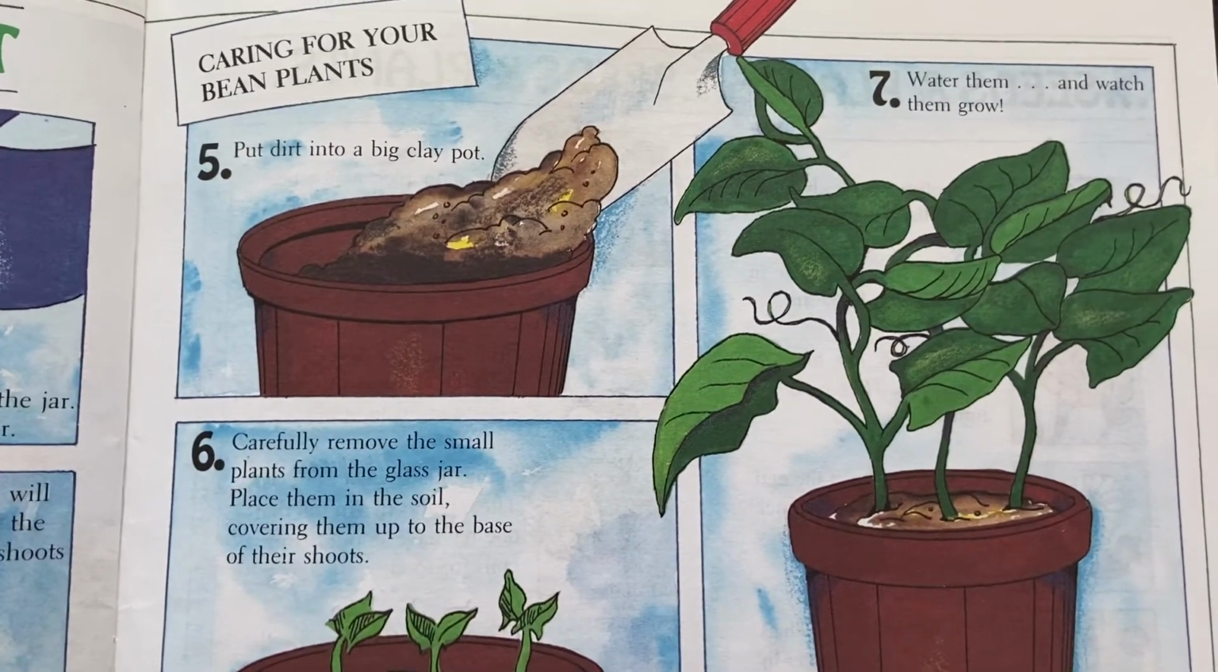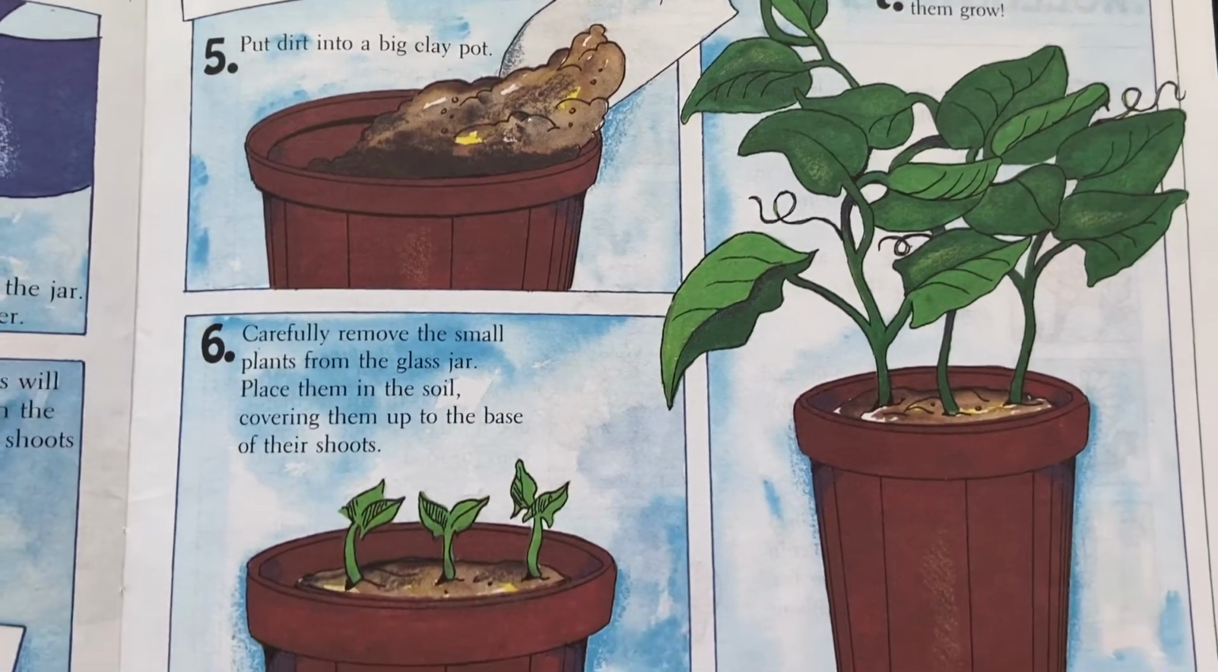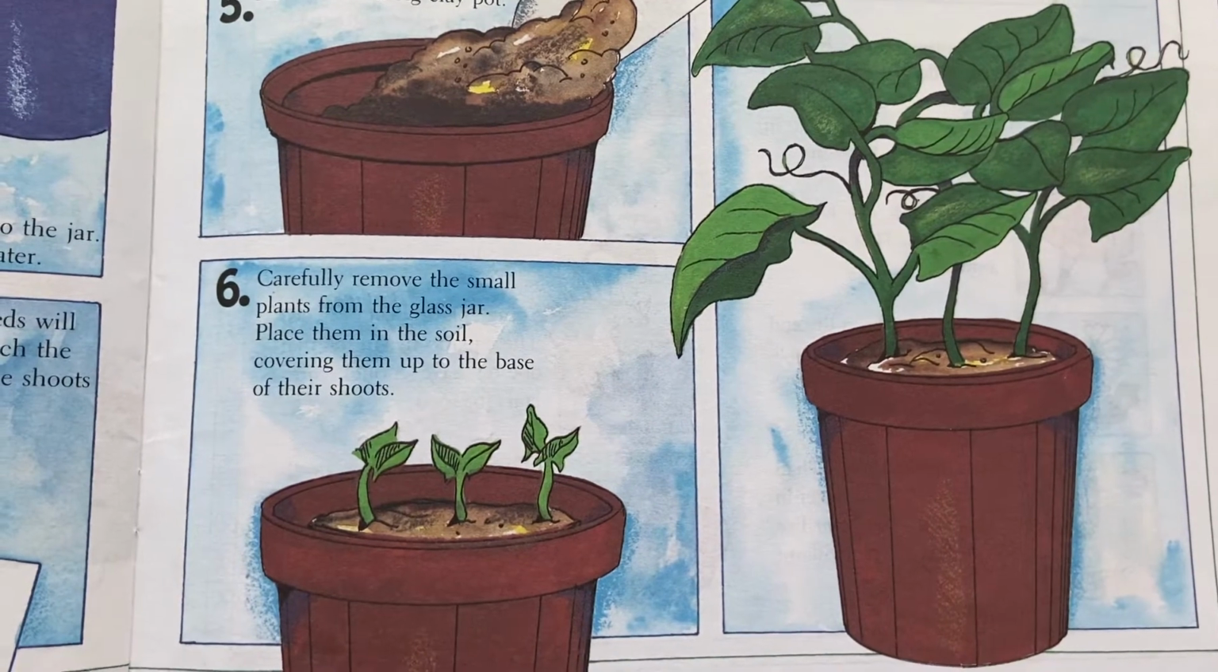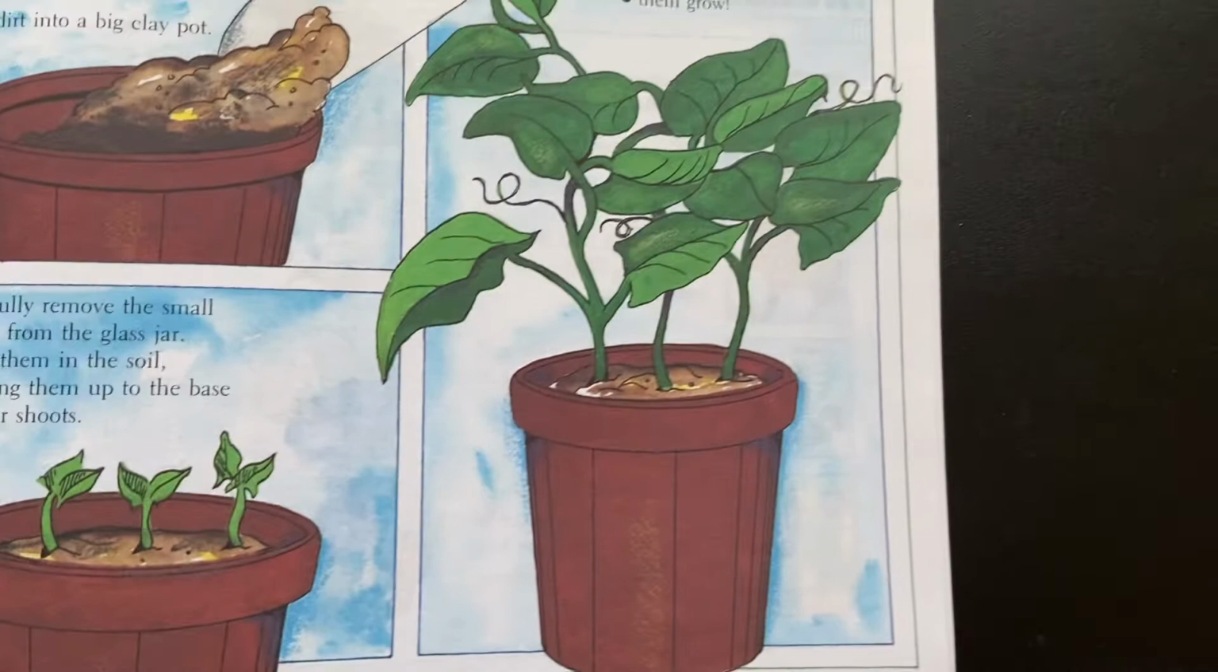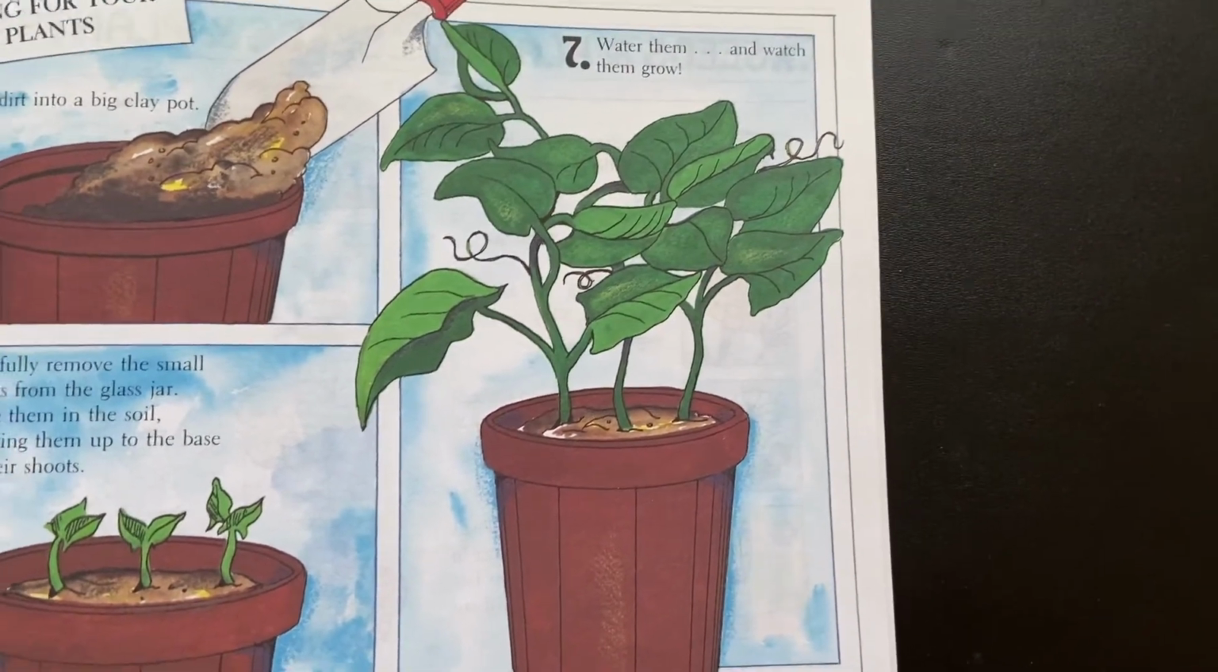You can put dirt into a big clay pot and carefully remove the small plants from the glass jar and put them in the soil, covering them up to the base of the shoot. And then water and watch them grow.